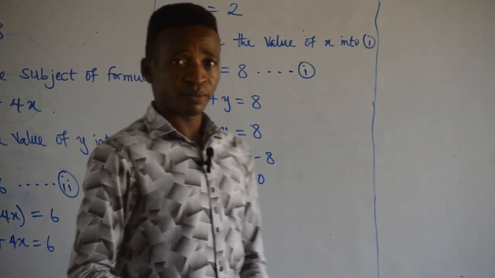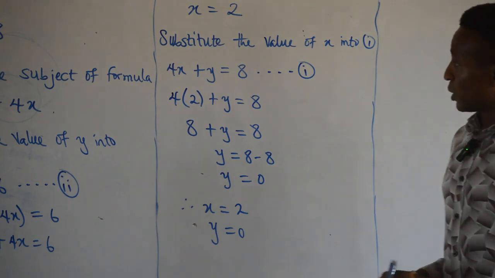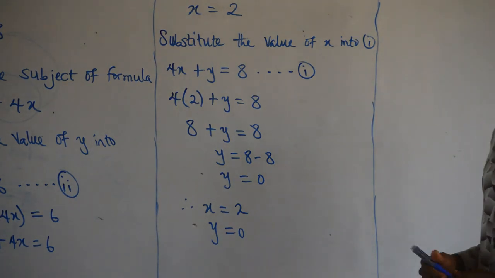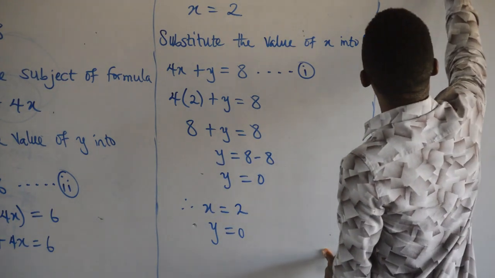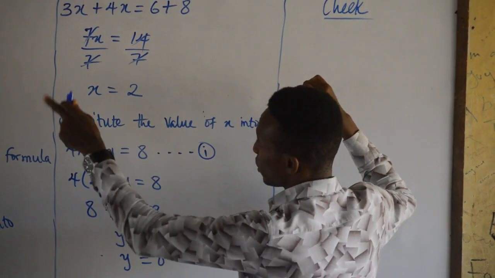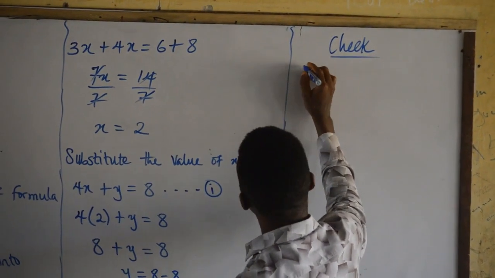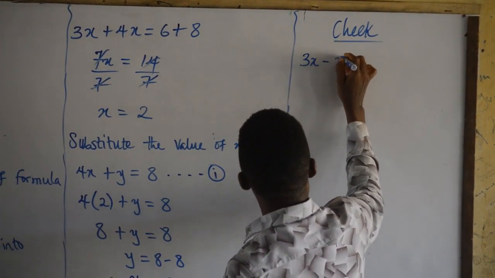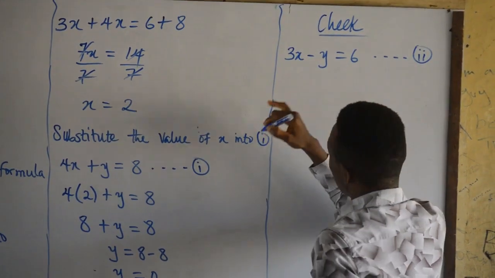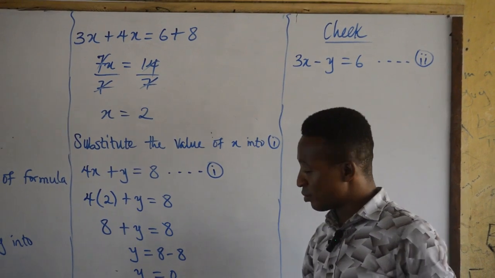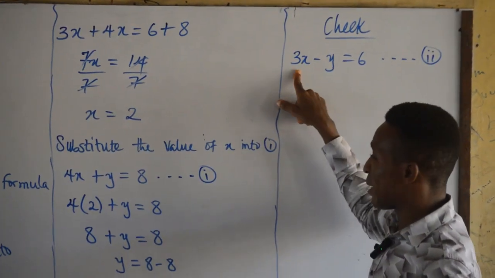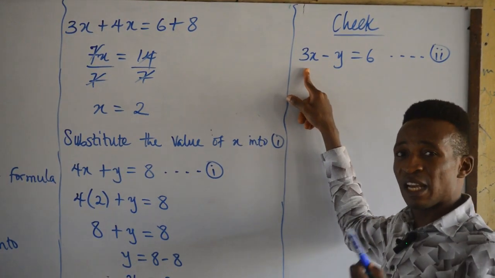Then as usual, we are going to check if our answer is right or wrong. Now, for us to check, as we did when we were dealing with the elimination method, we can use any of the equations. Let me use equation 2. 3x minus y equals to 6. I'm using my equation 2 here, and the value of x that we have is 2. So if the value of x is 2, that means in this my equation 2, wherever I see x, I put 2.